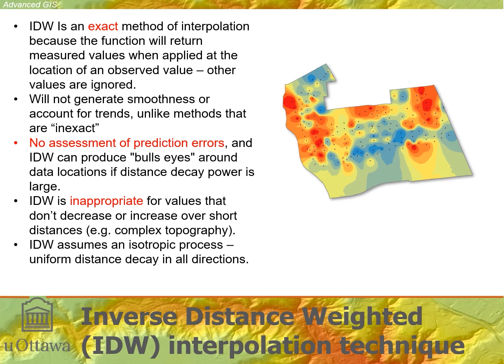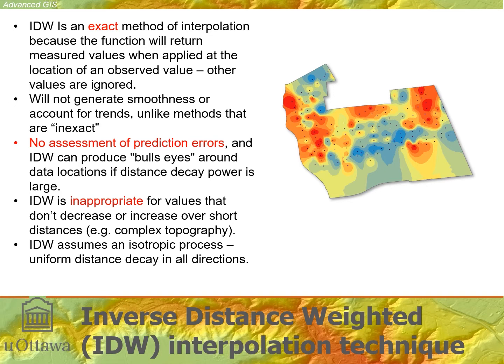Also with inverse distance weighting, there's no prediction errors. So you just get a result, which is a prediction, and we don't know the errors, the error terms on those things. I'm just trying to put an E there, so this epsilon for error, we don't know what those are. And it's obviously inappropriate for values that don't decrease or increase quickly over short distances.